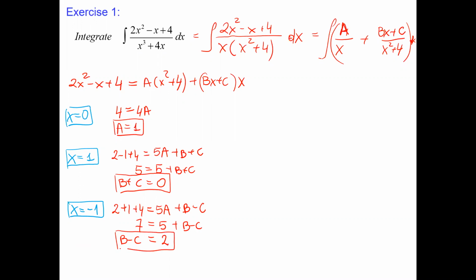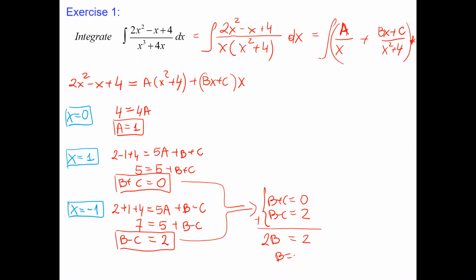That means I do have a system of two equations: b plus c equals 0, b minus c equals 2. Of course, any form of solving the system of two equations is good. We can actually add them together. b plus b will be 2b, c plus -c is 0, so 2. b is 1. Oh, really nice number. If b is 1, we can see that c has to be the opposite, -1. Okay, we do have the coefficients.